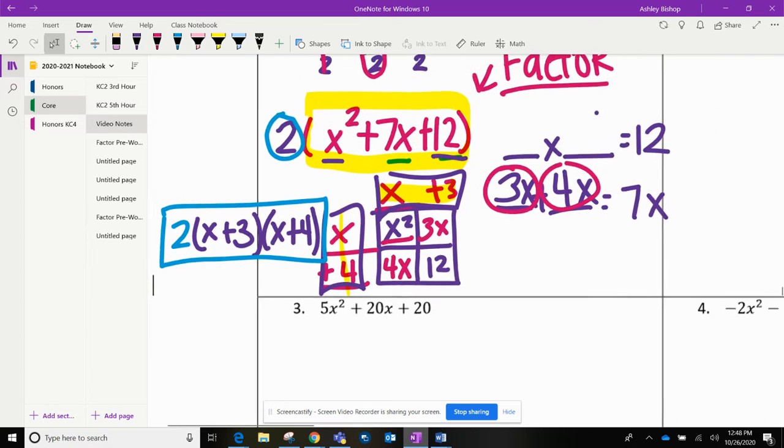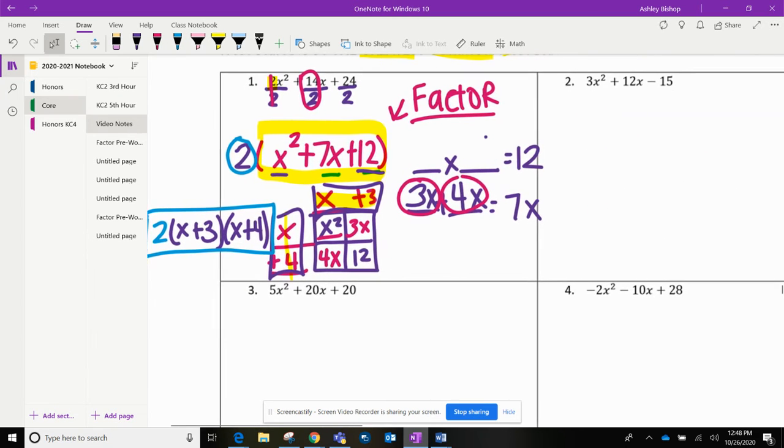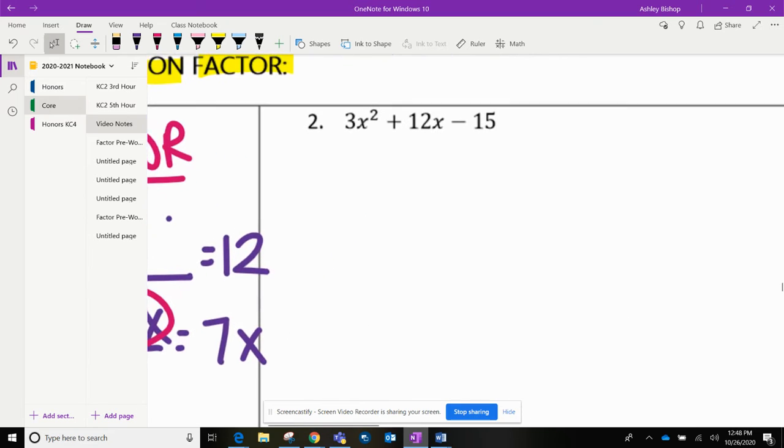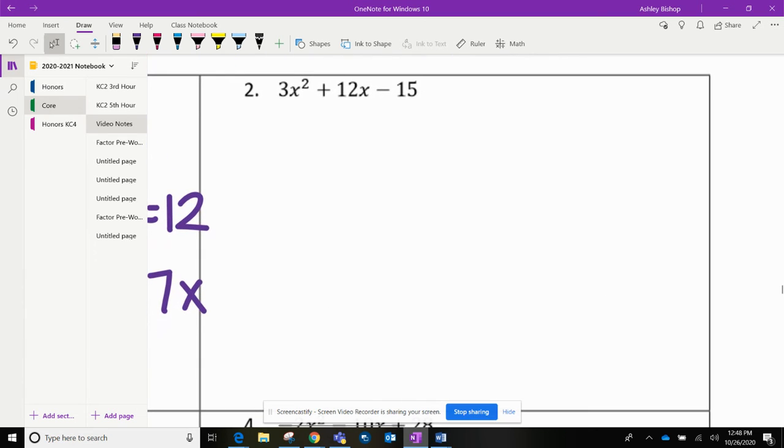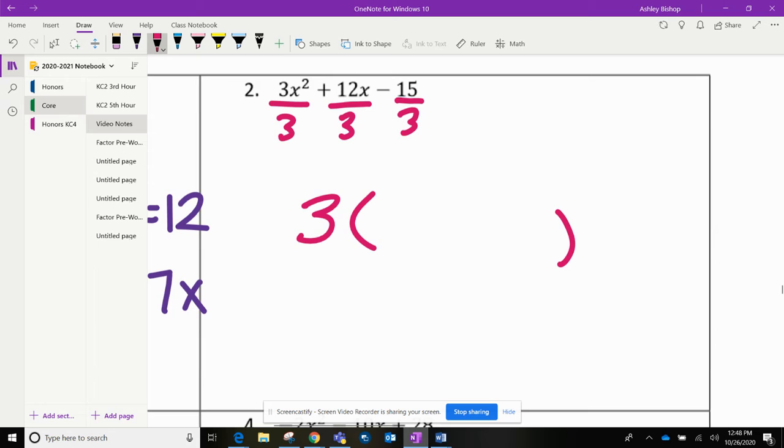Alrighty, let's do another one. This problem, not everything is positive in this problem. So let's do it. First thing I'm going to realize is I have a number in front of this x squared. So I'm going to try to get rid of it by dividing each term by the number in front of that x squared, which is 3. So I'm going to divide each term by that number. Remember, that's got to be on the outside of my parentheses. I'm going to put parentheses and then the number I divided everything by on the outside.